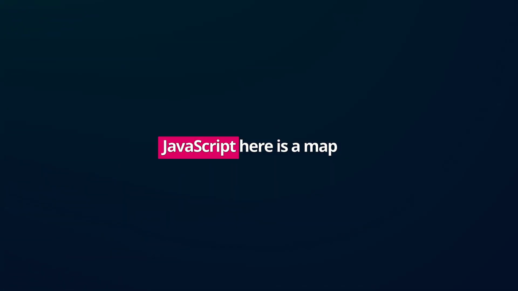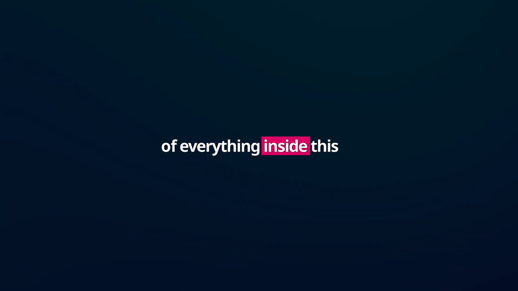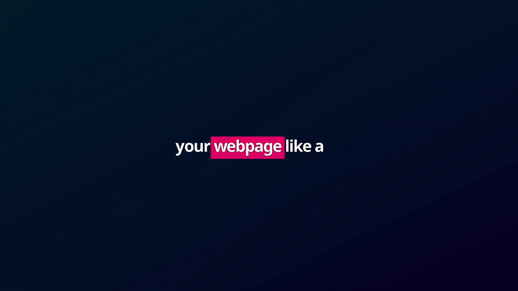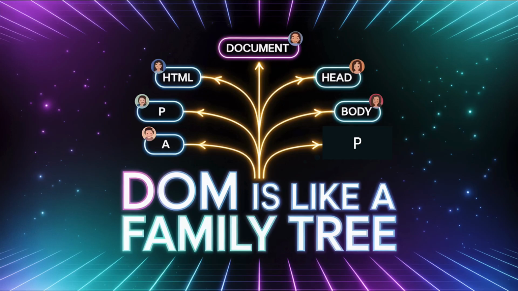It is just a fancy way of saying, hey JavaScript, here is a map of everything inside this web page, so you can read, change, or even remove stuff. Think of your web page like a family tree. At the top, you've got the document. Then under it, you have branches like HTML, head tag, and body tag. And then inside the body tag, you have smaller branches, maybe a div, a p tag, or image, and so on. That tree structure is what we call the DOM tree.